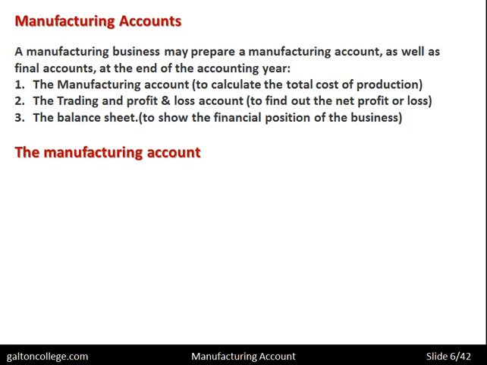Now, the manufacturing account, well, this is what we're going to deal with here. We're just going to focus in on the manufacturing account and see how it's built up, at least to see what the various components of the manufacturing account could include. So the total cost of production, which is equal to the prime cost, I'll explain that in a second, and the factory overheads. So add the prime costs and the factory overheads to give the total cost of production.